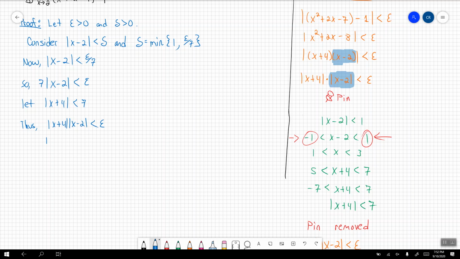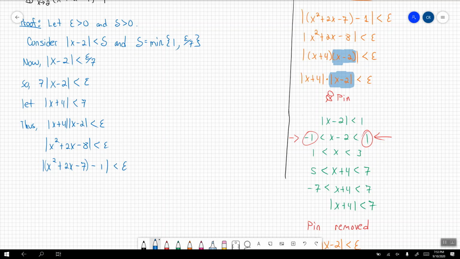Well, let's distribute now. So distributing here, we now get x squared plus 4x, and then negative 2x will get us 2x, minus 8 is less than epsilon. And if we decompose this coefficient of negative 8, then we're going to be left with x squared plus 2x minus 7 minus 1 is less than epsilon. And this is where we want to be, because now we have the function minus the limit is less than epsilon. That's great. Now we can keep going.